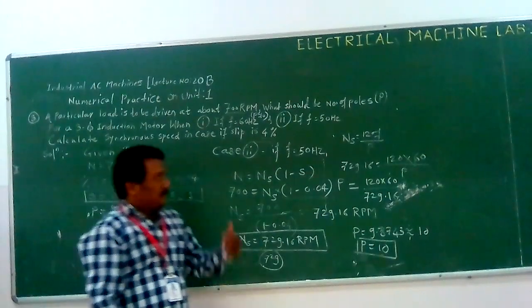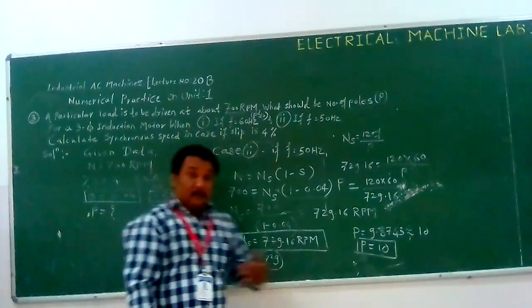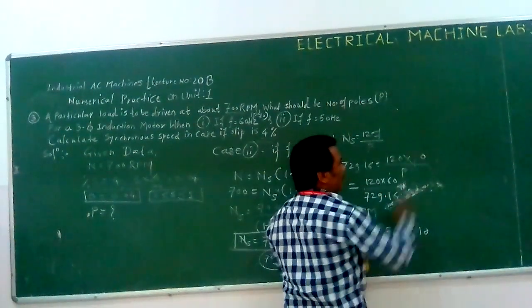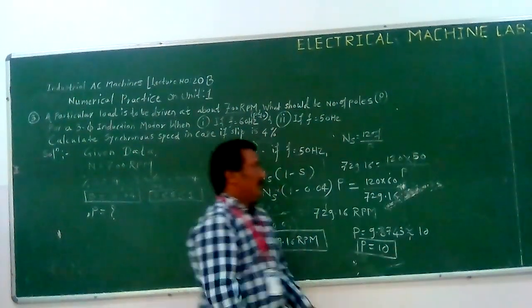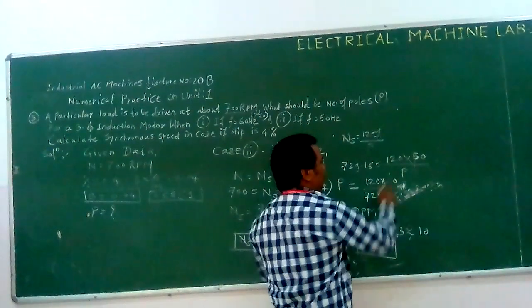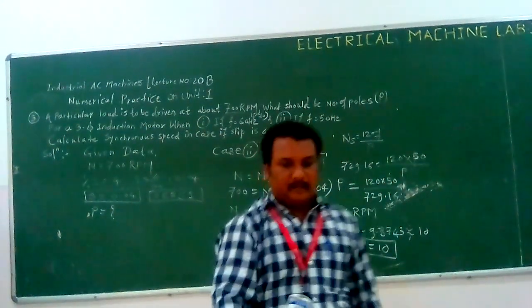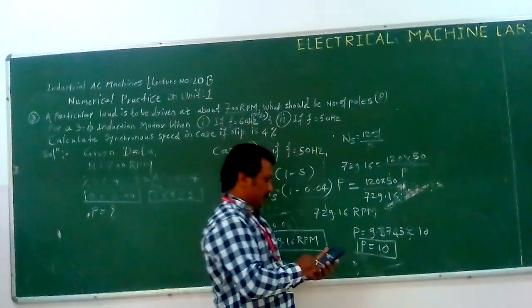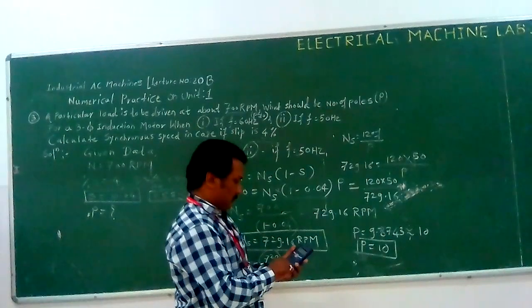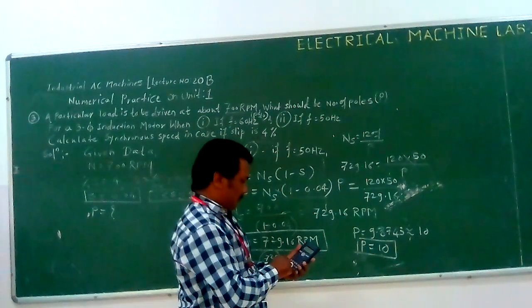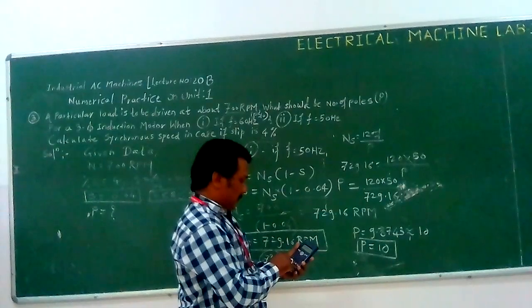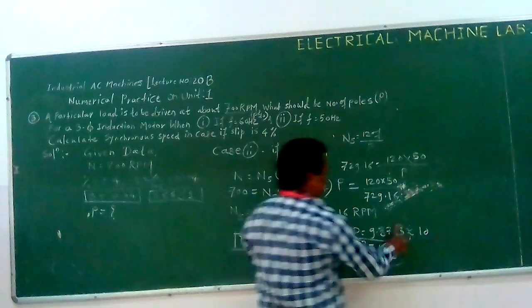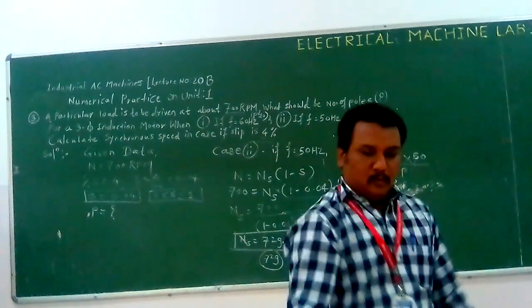729.16 rpm. Now calculating the number of machine poles, here frequency is 50 hertz. Then by simplifying this, with frequency 50 hertz, 120 into 50 divided by 729.16. Here the answer is 8.2286.